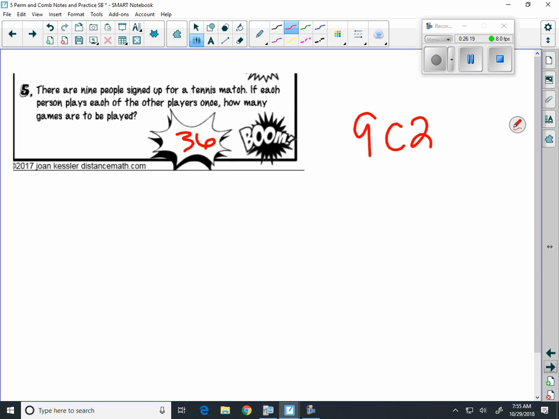TI-Nspire people, Logan just asked this question. When you put in your nCr, it'll give you parentheses. So you're going to do first number, comma, second number, almost like a coordinate point. That's what that's going to look like. Sorry for not saying this.